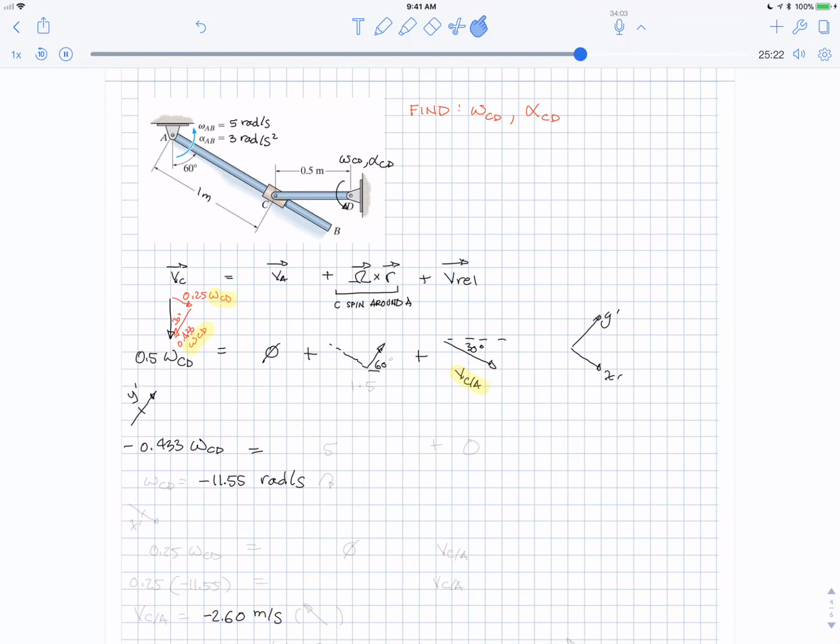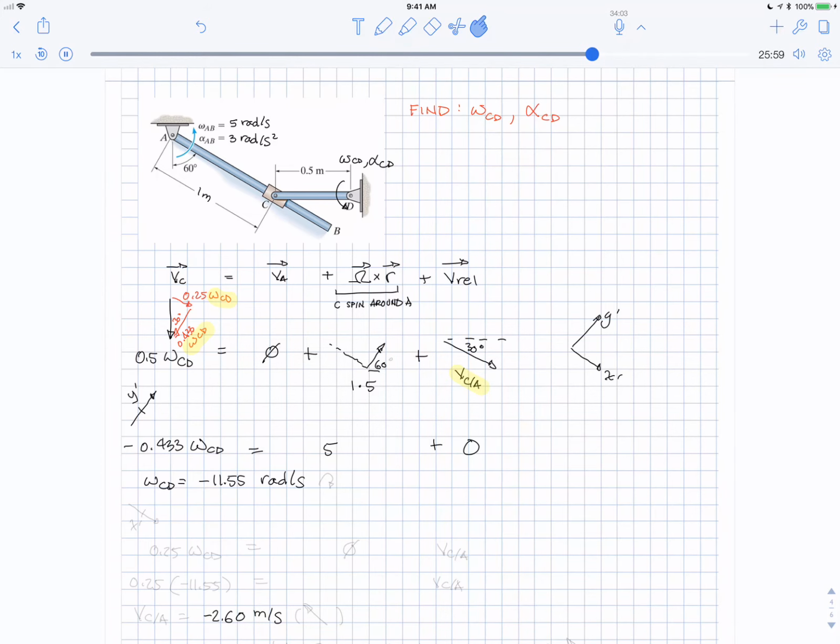C spinning around A is going in the right direction, and I somehow erased what the value was. So it was omega of 5 and an R of 1, so it's 1 times 5. So equals 5 going in that direction, and this doesn't have a component. So we can solve for omega CD right away, and let me do that and come back.